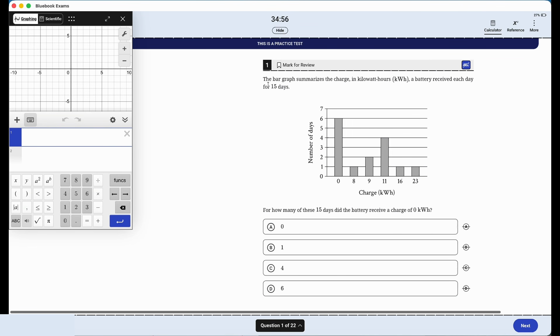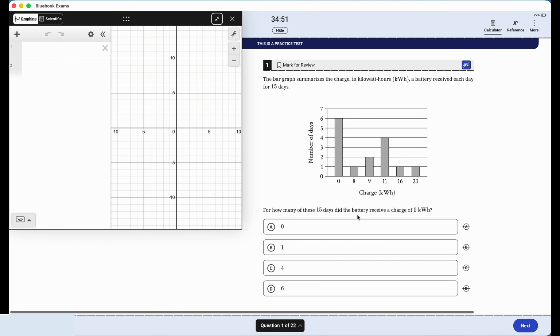Module 2 here, let's just jump right into Module 2. Okay, open up Desmos. We got a bar graph. It says for how many of these 15 days did it receive a charge of 0? Honestly, pretty simple question, 6.